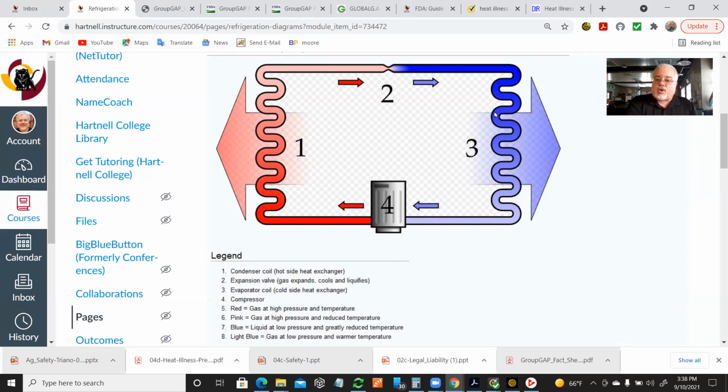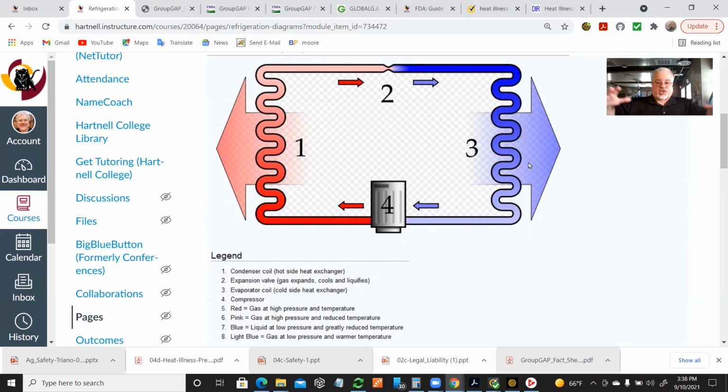And it goes through this series of evaporator coils. By the time it gets to the other side, it's all boiled off. There's no more liquid refrigerant. It's all gas, very cold.